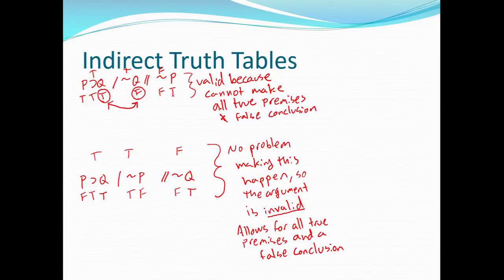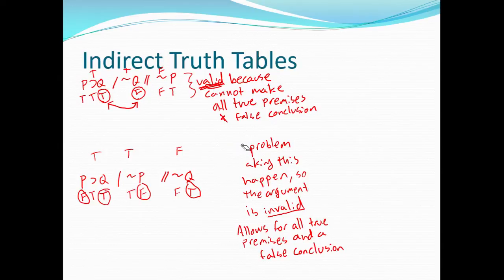Okay, so the difference between this valid one up top and the invalid one below is that in the valid one up top, you hit a point where you're going to have to call a letter true in one place and false in the other. But down below in the invalid argument, all of the letters keep their truth value the same everywhere they go. P is false everywhere, Q is true everywhere, and you get all true premises and a false conclusion.